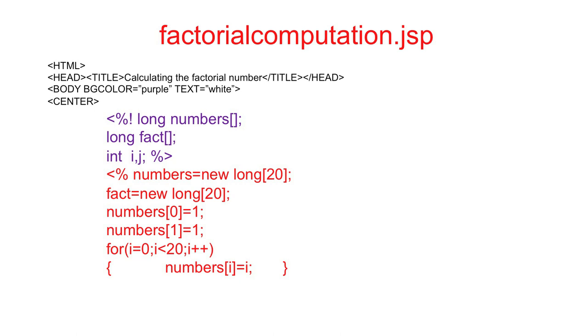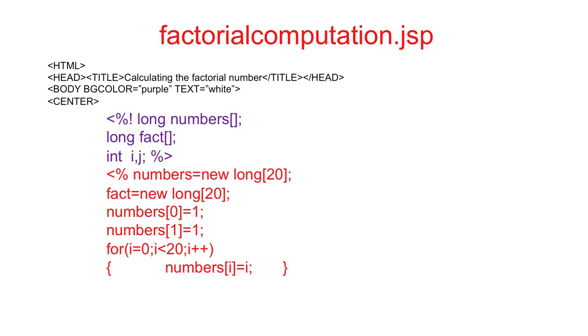First of all we will declare the variable, percentage exclamation is used for variable declaration. So here long number array is there, so this is the array of numbers, so this is long type. Another array factorial, this is again long type, and we have two integer variable I and j, and this percentage and greater than sign will be closed to declare the variable declaration is closed, because variable declaration is a part of percentage exclamation. So that's why we have to close this one, and then we have to start another JSP statement, another category of JSP statement.